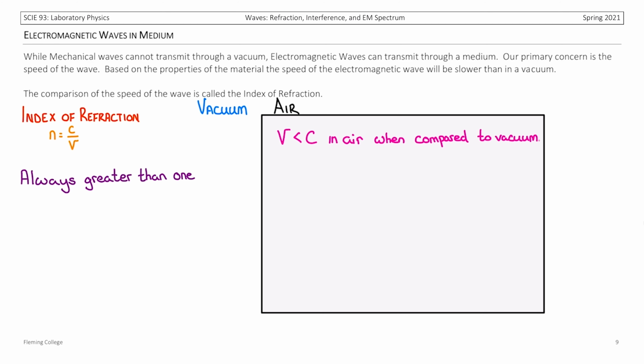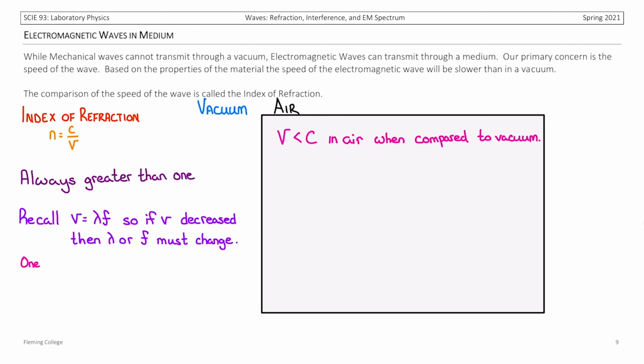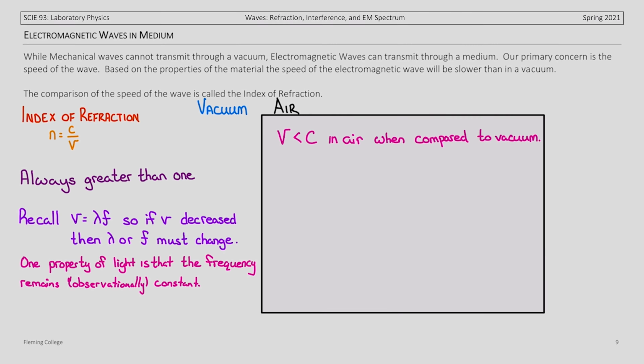Something you should consider here, because the speed is equal to the wavelength times the frequency, if the speed decreases, then we must have a change in the wavelength or the frequency. But it's a property of light that the frequency remains constant, at least as accurately as we can observe the frequency. Let's move on to look at some of the consequences of this change in speed.